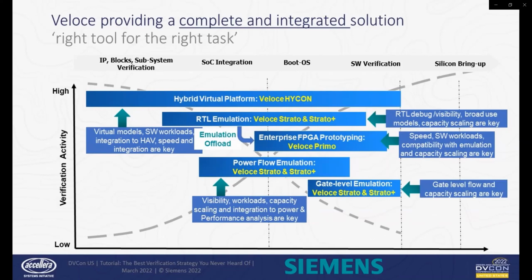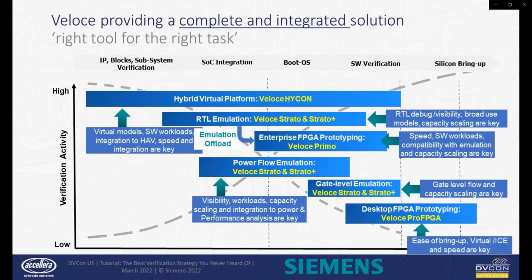Then when you move closer to gate level and tape out, we need to be able to do gate level emulation. We are very close to silicon behavior at this point. We have with Veloce Strato and Strato Plus a strong gate level flow, and you also need to scale in capacity because you are doing full SoC at this point.